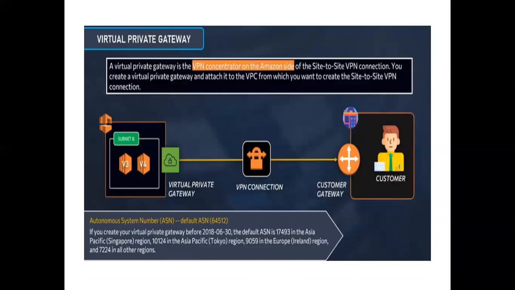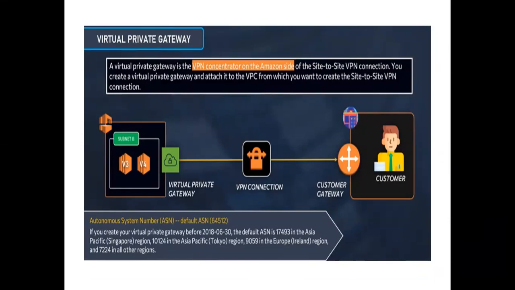You can see here, virtual private gateway is nothing but the VPN concentrator on the Amazon side of the site-to-site VPN connection. You can create a virtual private gateway and attach it to the VPC for which you want to create the site-to-site VPN connection. Whenever you want to create a site-to-site VPN connection between your on premises and your AWS, the first step is that you need to have a customer gateway at your on premises, and then you need to create a virtual private gateway at your AWS. With the help of these two things, you can create connectivity.